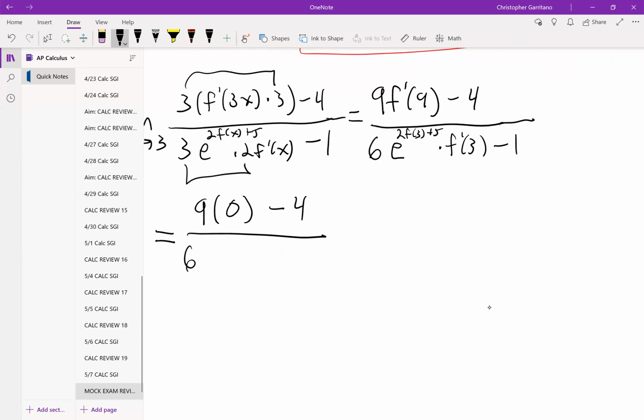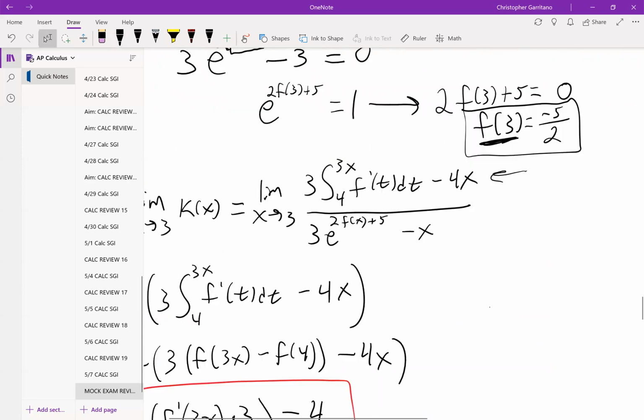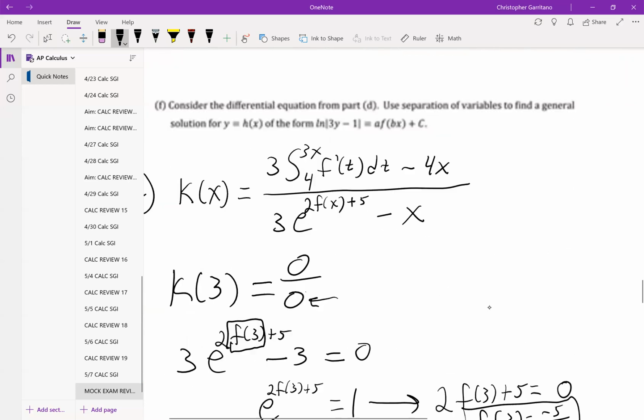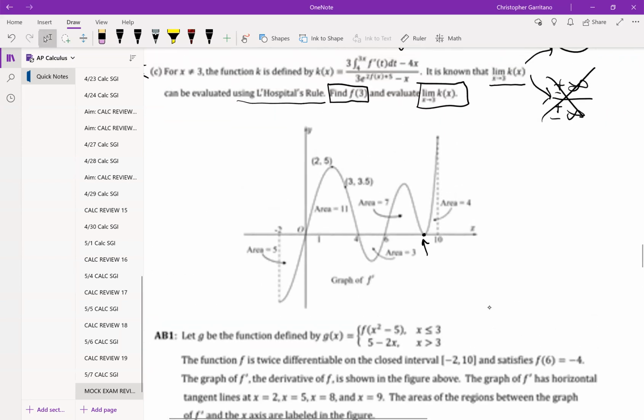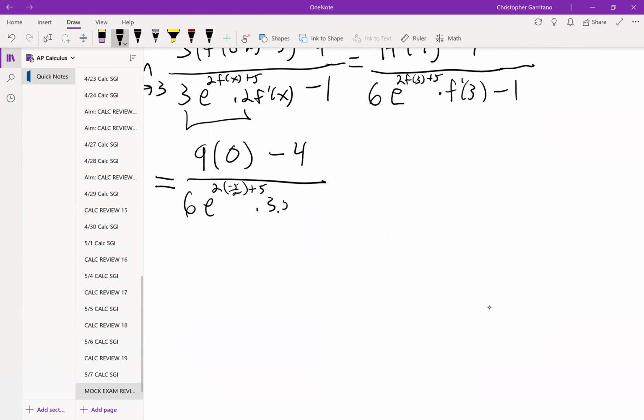And then we have 6 times e to the 2 times f of 3. Well, that's actually what we just found up here in the first part of this problem. F of 3 is negative 5 over 2. So we have 2 times negative 5 over 2, that quantity plus 5, times f prime of 3. Again, I'm going to go up to the derivative graph, and we're told that when x equals 3, f prime is equal to 3.5. And all of that minus 1.